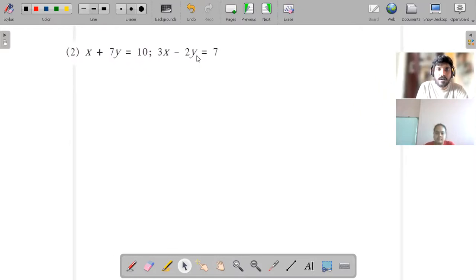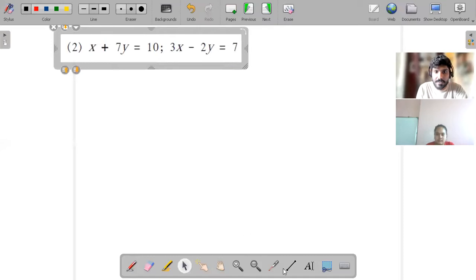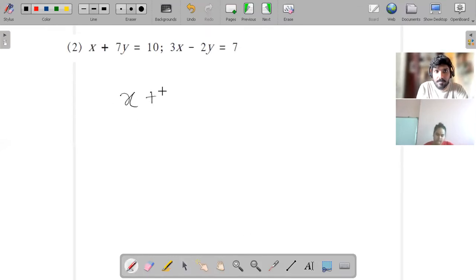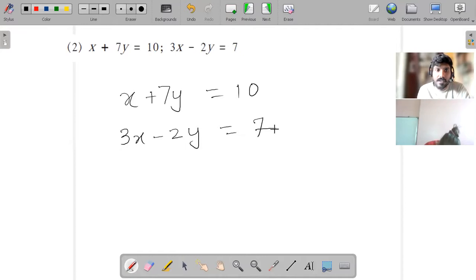Okay. Second one. Now, second one, I'll give you a hint and I want you to solve it. So it is x plus 7y equal to 10. And here you have 3x minus 2y equal to 7. Can you tell me what will be easier to do, addition or subtraction? It doesn't matter because you can't cancel anything. See, here there is plus and here there is minus. So the x term can get cancelled, but it is 7 here and it is 2 here.